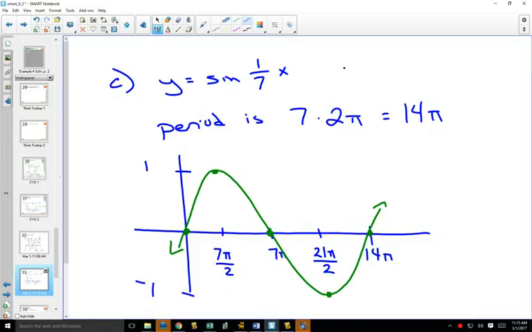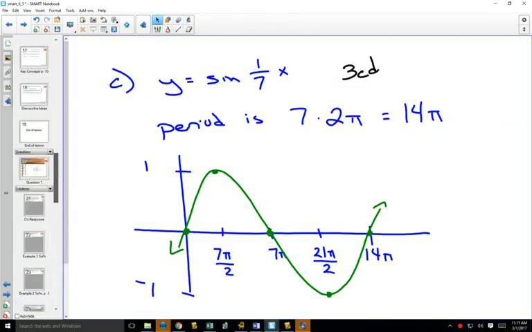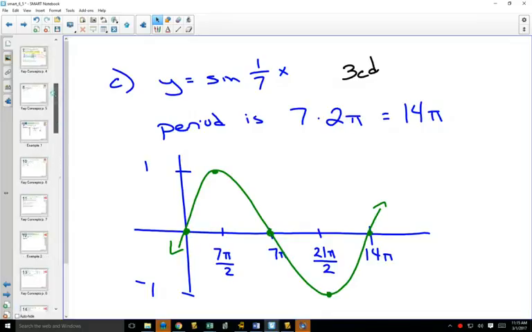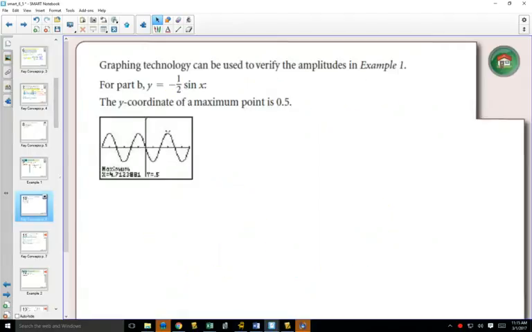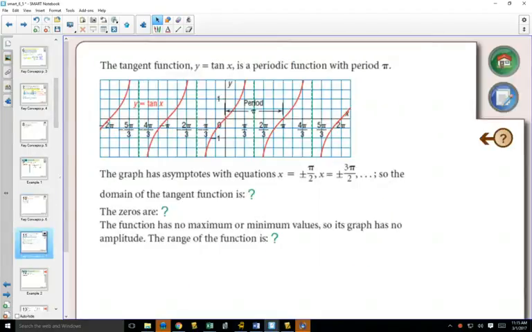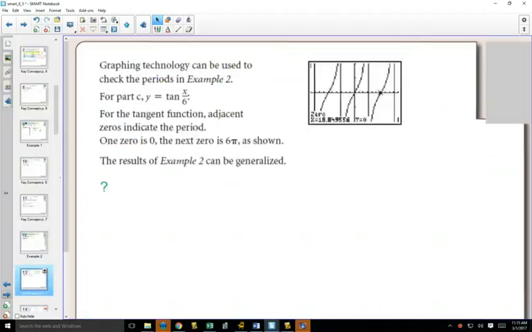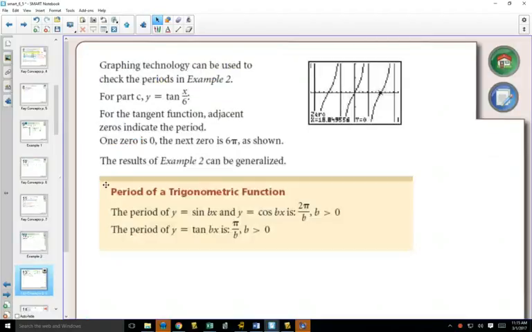So 3, C, and D are the ones that we can do for practice. I also want you to look at the bottom of that page. So at the bottom of the page, they have this right beside it. I would like you to write this down in your own words as well.